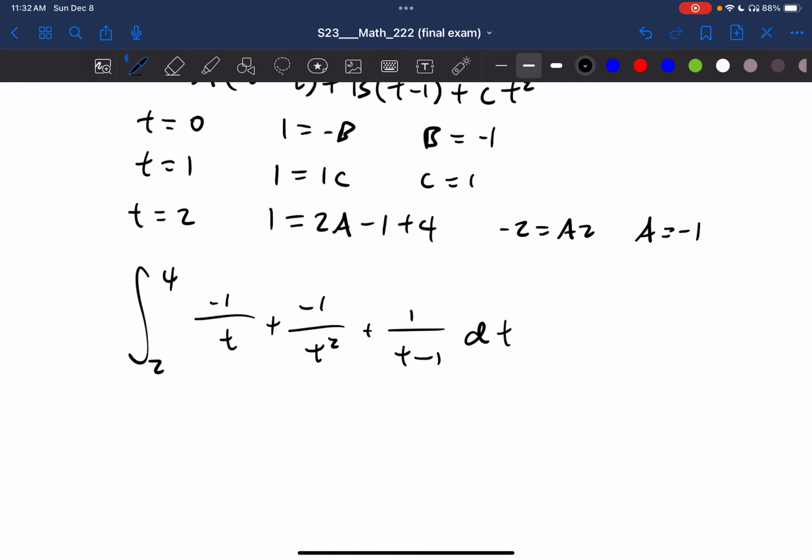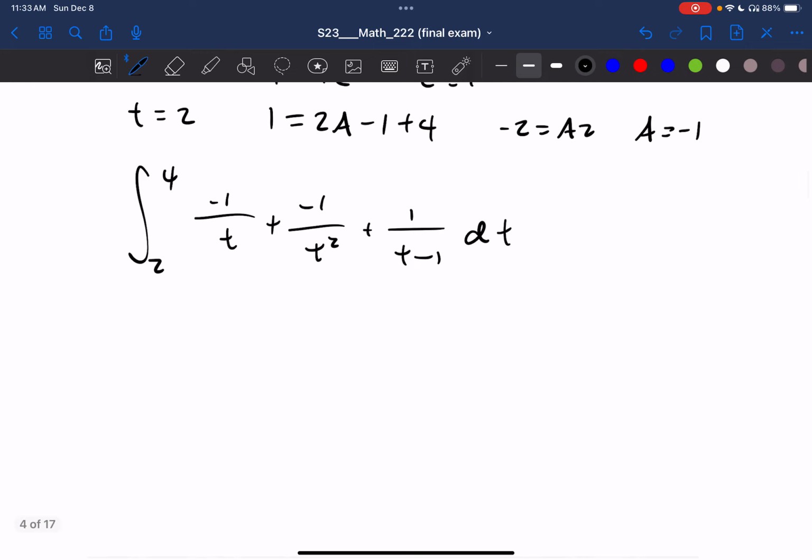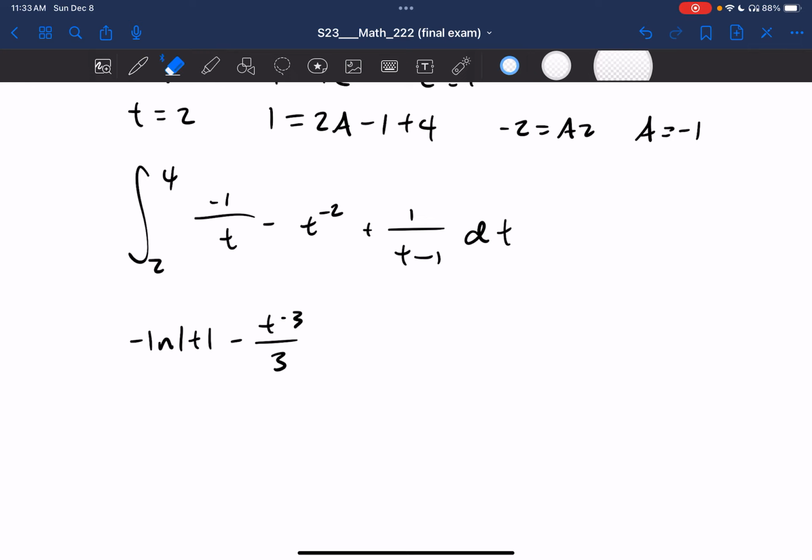And this becomes a pretty basic integral. So this would be negative ln absolute value of t plus, so here, this is going to be actually a minus. We should rewrite this as minus t to the negative 2. t to the negative 2 is going to be t to the negative 3 divided by negative 3. So in fact, this will actually be a positive.